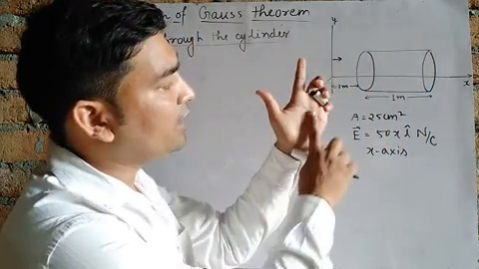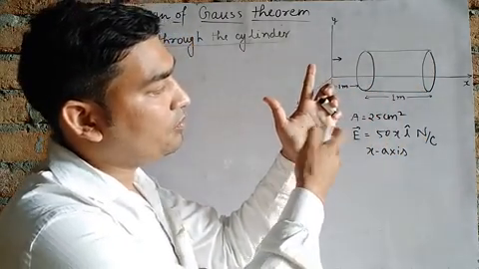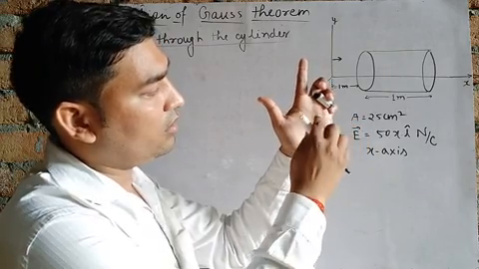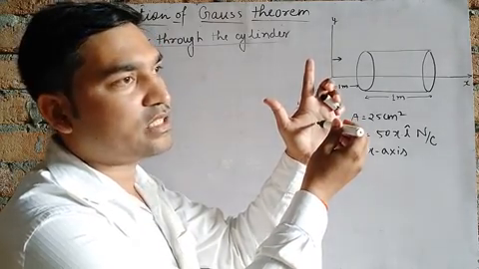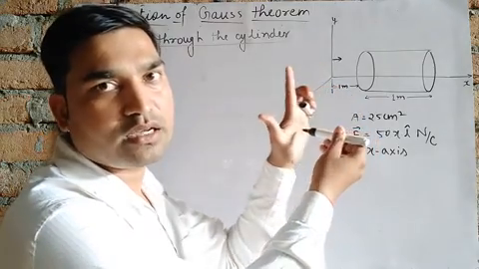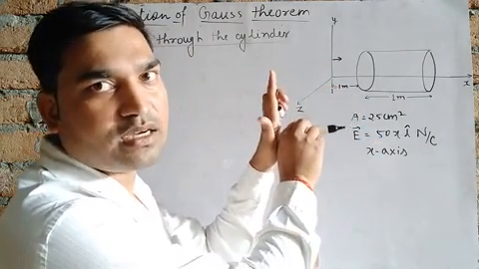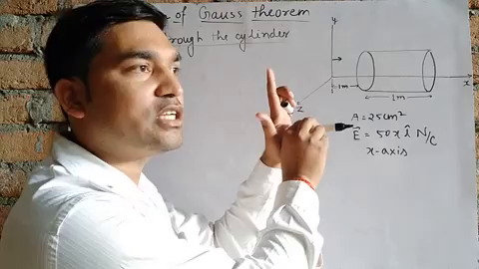For example, if this is a surface, then the perpendicular of this surface is the direction of the area vector. It's okay. This direction of the marker is the direction of the area vector.